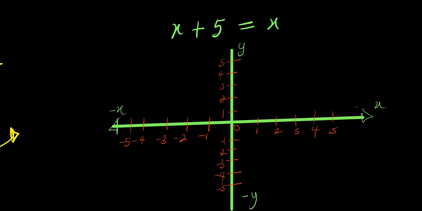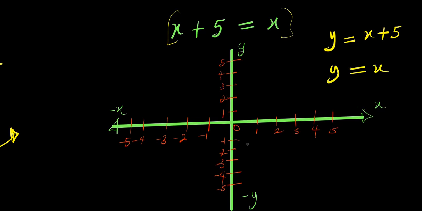Now, we can simply split this into two parts. We can say let y equals x plus 5. That's one part of the equation that we are going to plot. You can also say let y equals x is another part. Now, for us to plot this, for y equals x plus 5, that means it cuts across this point here and this point here, the 5 and the 5.